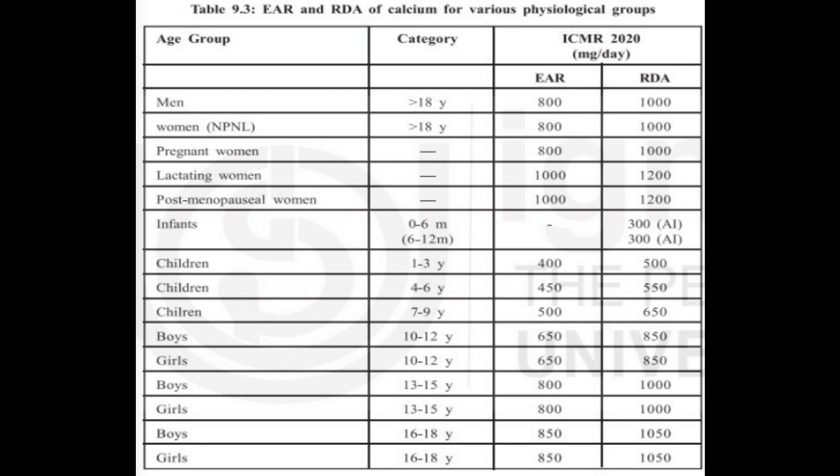With respect to the desirable intake of phosphorus, it is suggested that an elemental Ca:P ratio of 1:1 may be maintained in most age groups except in infancy, where the ratio suggested is 1:1.5. We shall learn about phosphorus in the next section.